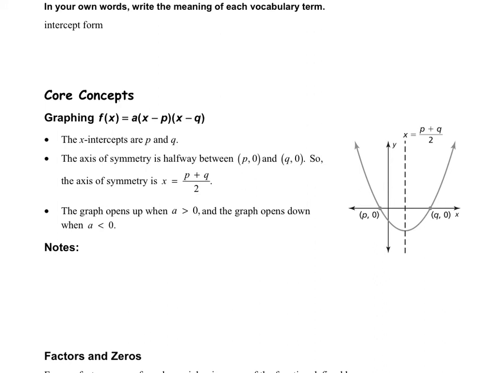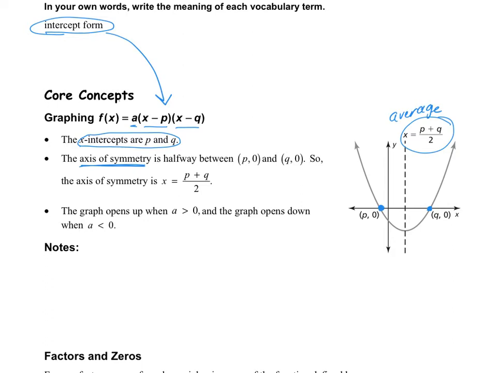Okay, so our only vocabulary on the next page is intercept form, and intercept form is actually written right down here. It is a(x minus p)(x minus q). You'll notice that the x-intercepts are p and q. The axis of symmetry has to be halfway between, so if the x-intercepts are here and here, then the axis of symmetry is halfway in between, which means it's an average of the zeros.